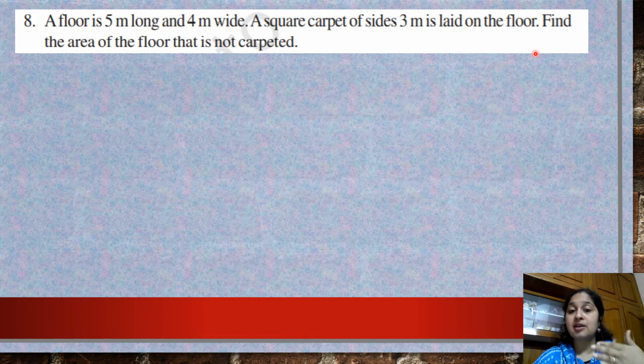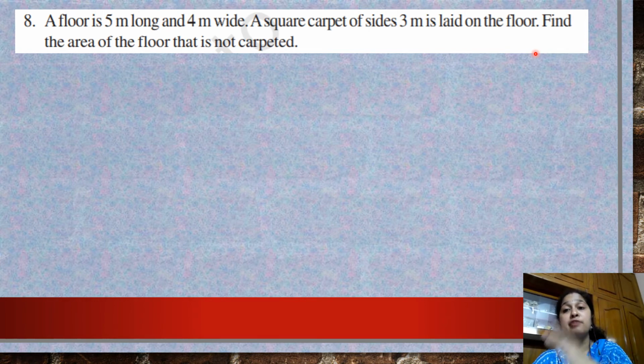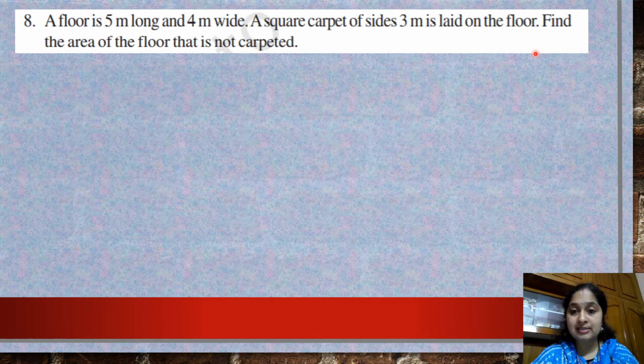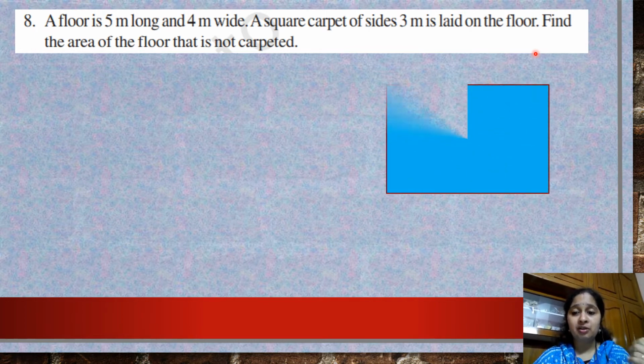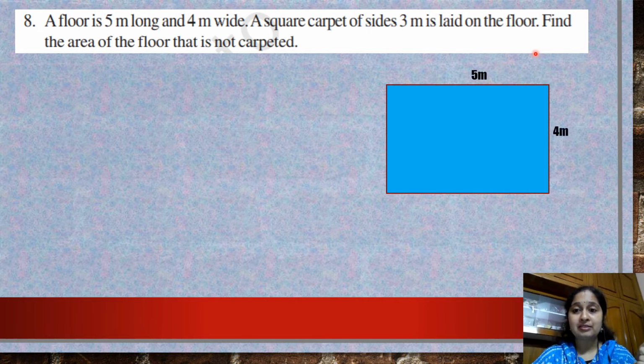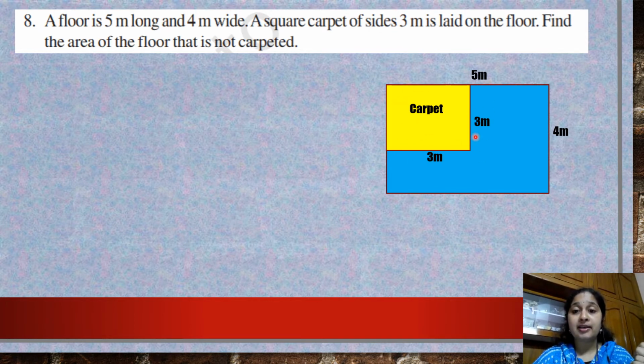So we are not placing the carpet all over the floor. We're placing the carpet only on a small part of the floor. And they are asking the area of the remaining floor which is not carpeted. So I hope by now you have imagined what exactly the question is about. So let's see it through a figure. If this is the room floor, which is 5 meters in length and 4 meters in breadth, in this floor we are placing a carpet which is 3 meters in side, and that is a square carpet. So in a square carpet, all the sides are equal. So 3 meters by 3 meters.